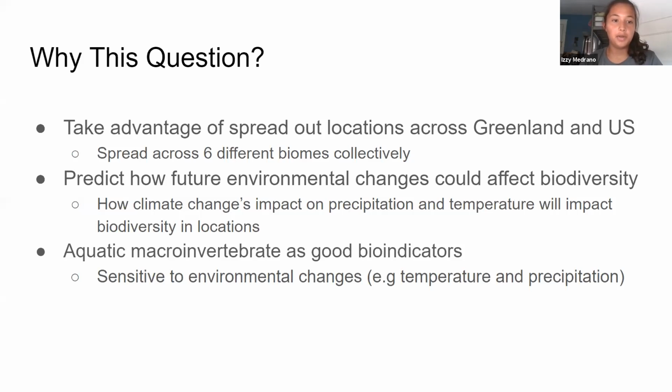And then finally, we chose to study aquatic macroinvertebrates because they're good bioindicators, meaning that they're very sensitive to environmental changes like temperature and precipitation, which is what we studied. And so they were really good organisms for us to work with. Next.